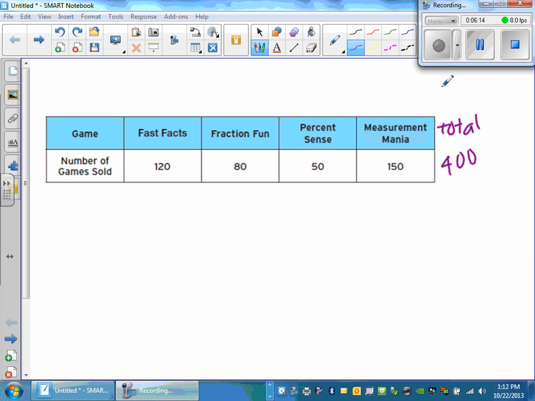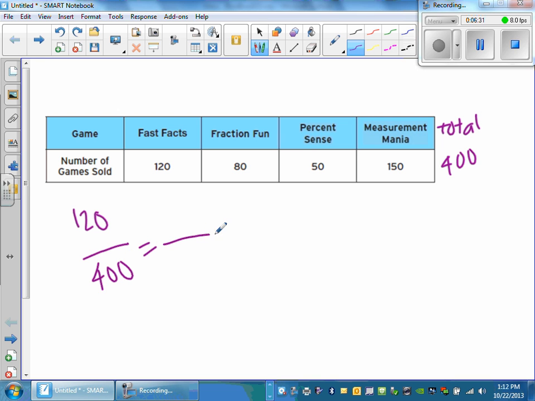Part B says the store would like to order a total of 1,000 games this year. About how many of each game should the store order? Well, they had 120 Fast Facts games out of a total of 400. So I can just set up proportions with 1,000 as my total number to find out how many Fast Facts games I should buy.